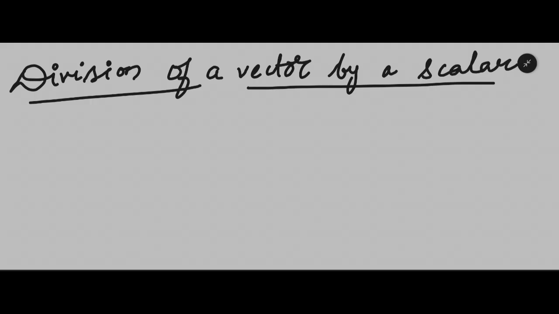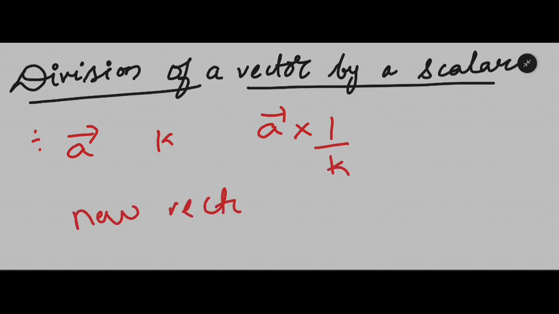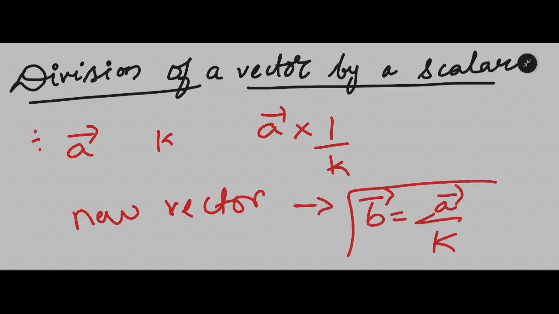Now, division of a vector by a scalar. To divide A bar by a scalar k, we are supposed to multiply A bar with 1 by k. The newly obtained vector will be B bar is equal to A bar by k. That's it. With this the concept explanation is over. Now we will see the MCQ part.